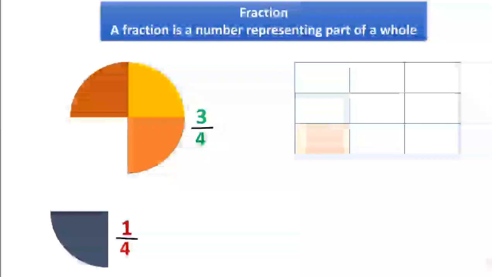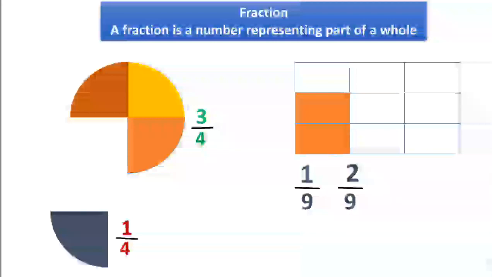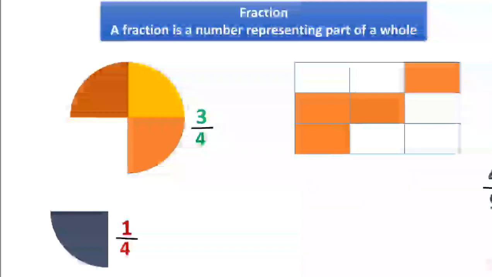Next consider the rectangle. Total 9 parts are there. Then only one rectangle is shaded. Then we can say that is 1/9. Total 9 parts. Out of this only one part is shaded. That is 1/9. When we shade 2 parts, we can say that is 2/9. When we shade one more part, that is 3/9. Then when we shade one more part, total 4 parts are shaded. That can be written as 4/9.